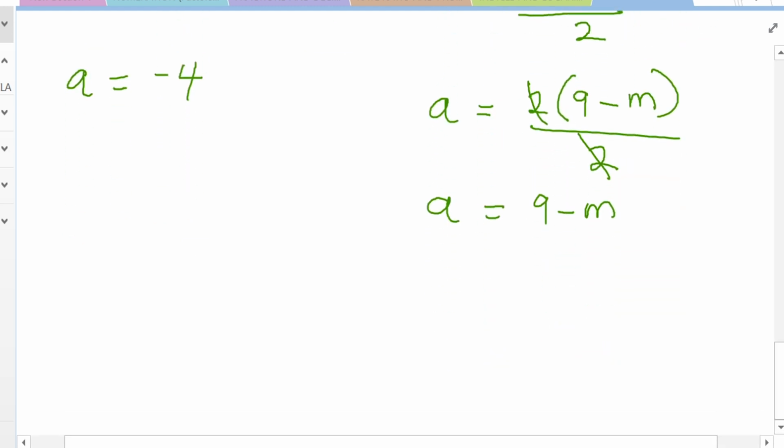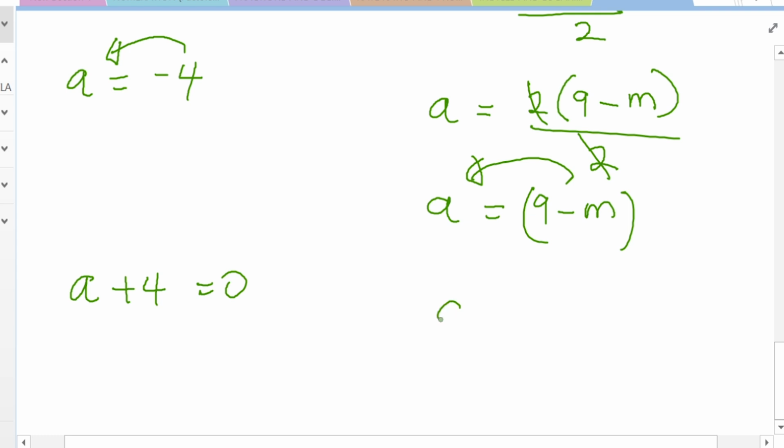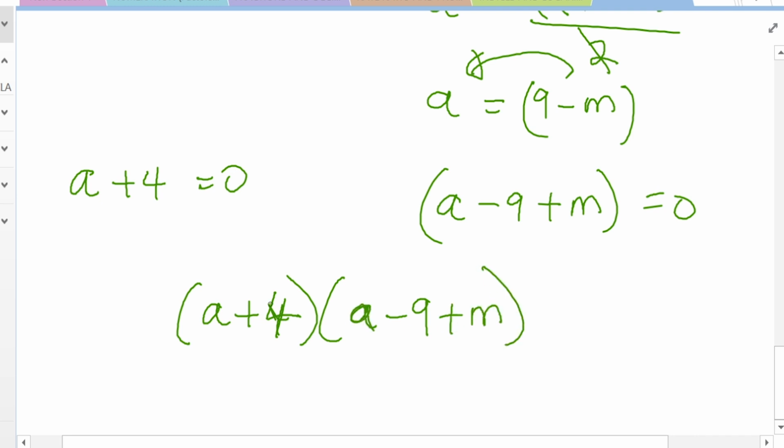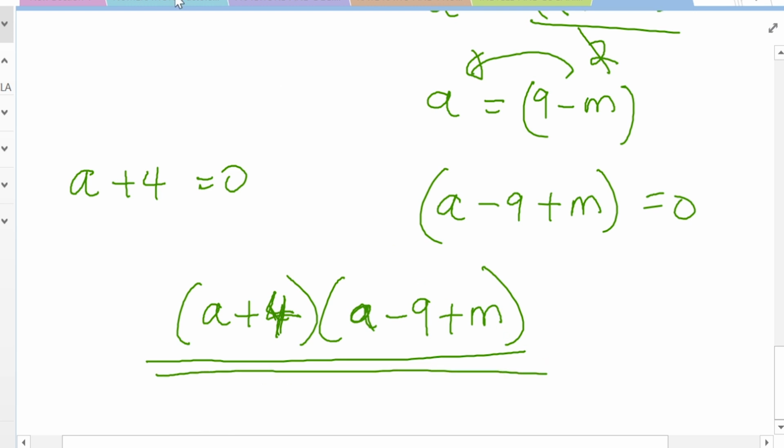So we have the expression here, a is equal to negative 4. When the negative 4 goes that side, we have a plus 4 being equal to 0. And also on this side, when this comes that way, we have a minus 9 plus m being equal to 0. So factorizing that expression means we have a plus 4 in one bracket and a minus 9 plus m in another bracket. And this, we have factorized the expression fully.